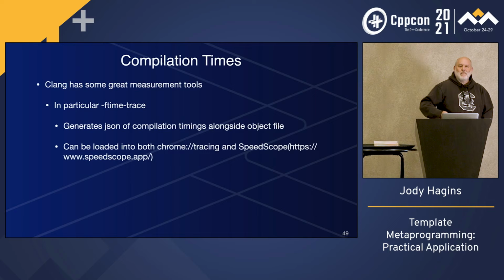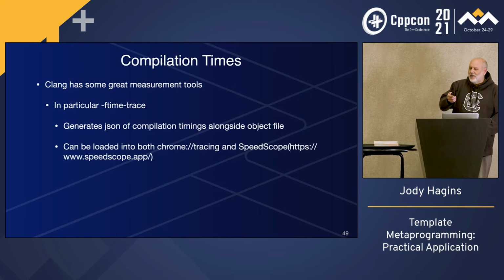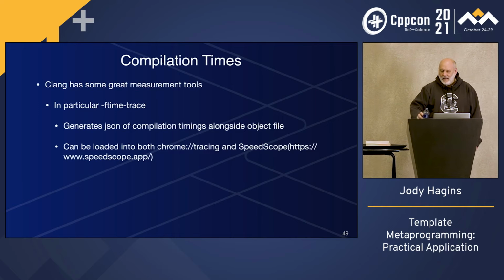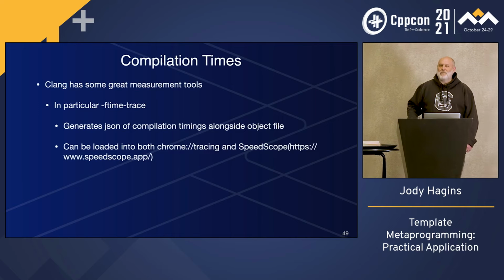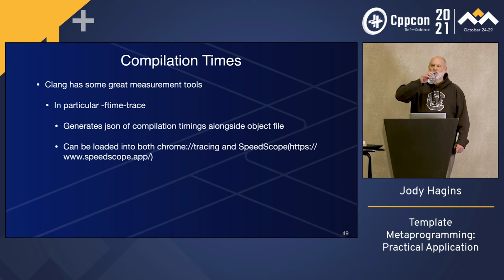Clang has some great measurement tools. In particular, with Clang 9, there was this command line option that was introduced called -ftime-trace. It is my all-time favorite compiler option.